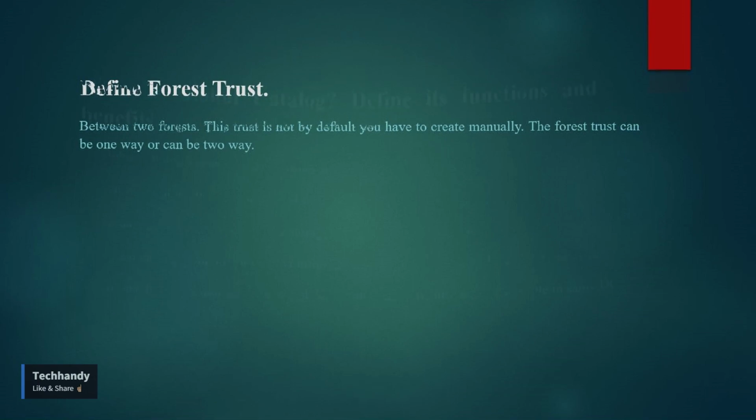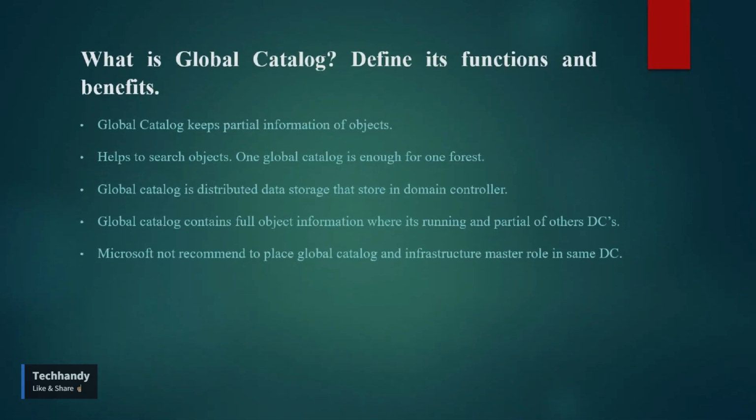What is Global Catalog? Define its functions and benefits. Global Catalog keeps partial information of objects. Helps to search objects. One global catalog is enough for one forest. Global Catalog is distributed data storage that is stored in a domain controller. Global Catalog contains full object information where it's running and partial information of other DCs. Microsoft does not recommend placing Global Catalog and Infrastructure Master role in the same DC.